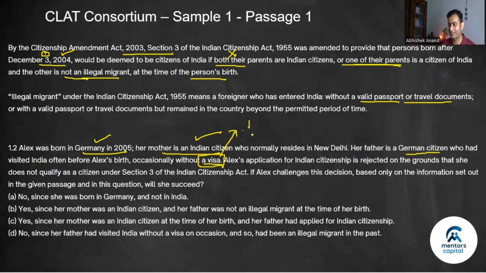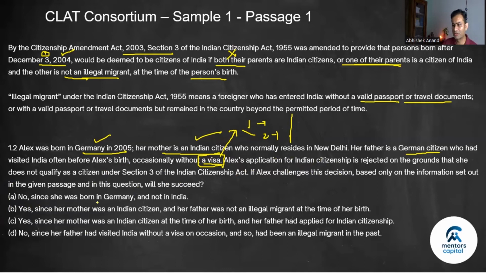The second mistake is, even if it was the only valid document, he was an illegal migrant before her birth, before Alex's birth. We have to decide during her birth. So is that information given? Let's look at this. That information is not given. So at Alex's birth, what was the situation of her father? That information we don't have. So incomplete information. Let's see. Let's look at the option choices.